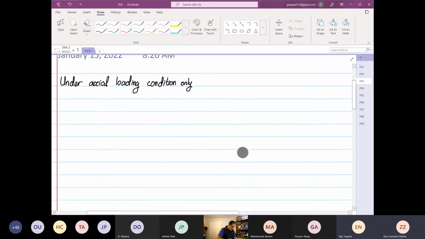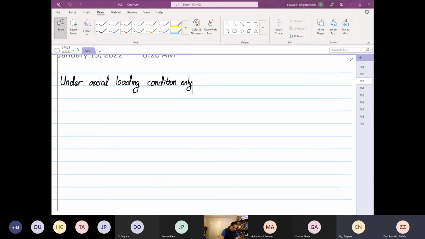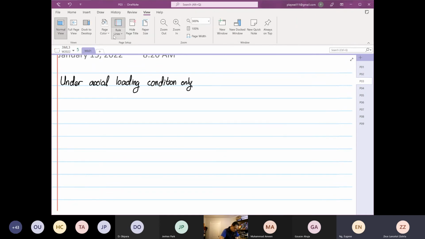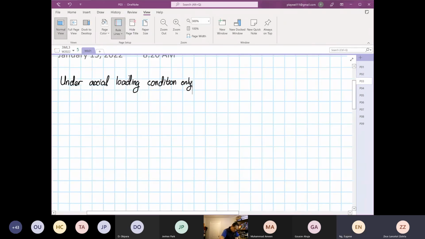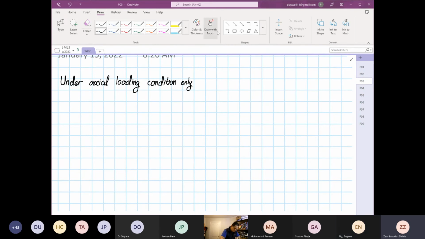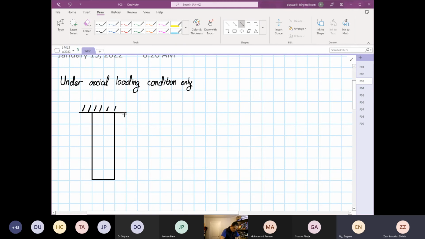Okay. Under axial loading condition only. So I'm going to draw the figure now. So we have a structure again fixed to the roof, the ceiling. This is our structure, and it is not under any load now. The distance from here to here is our L0.